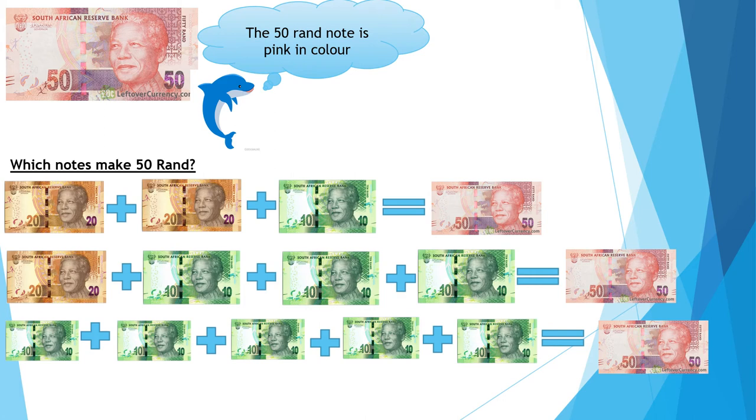A 50 rand note is pink in color. Which notes make 50 rand? That is, 20 rand plus 20 rand equals 40 rands. Then 40 plus 10 will give you 50 rands. Second example, 1 20 rand note and 3 10 rand notes. You add 20, 30, 40, 50. Third example, 5 10 rand notes equals 50 rands. That is 10 plus 10 plus 10 plus 10 plus 10 equals 50 rands.